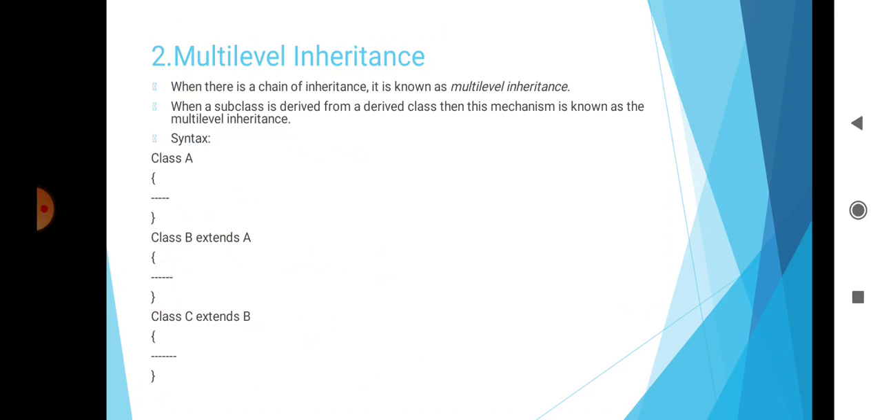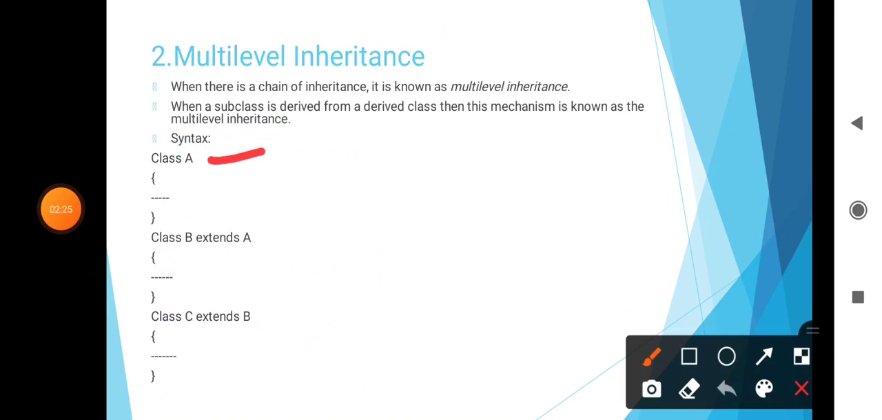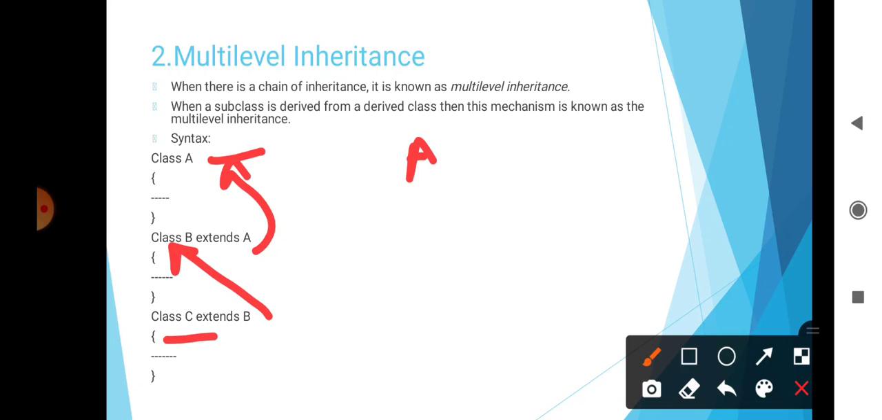Syntax for multi-level inheritance. Here class A, then class B which extends A, then class C which extends class B. This is the hierarchy: A, then B and C. This is multi-level inheritance. Now we will see the example for multi-level inheritance.